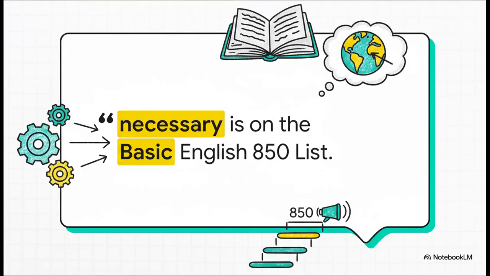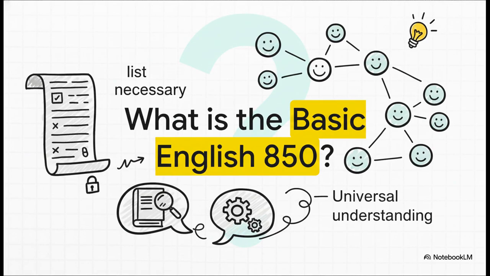And there it is, that one little sentence, kind of tucked away at the top. Necessary is on the Basic English 850 list. That right there, that's the key to everything we're talking about today. So that just begs the question, right? What in the world is the Basic English 850? And why is this very common, very simple word, necessary, a part of it? The answer to that is the whole point of this explainer.